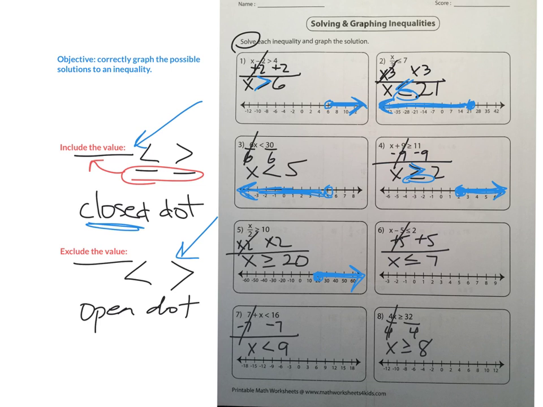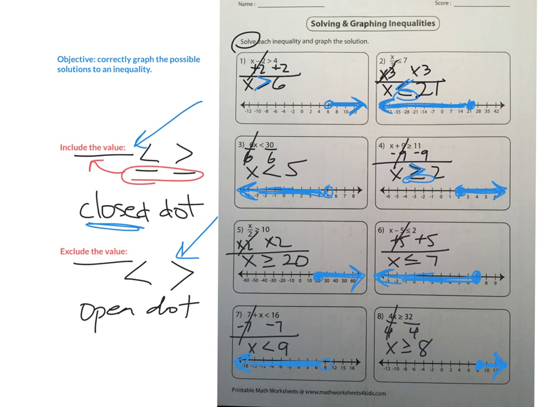Number 6, x is less than or equal to 7. So I can include 7 because of the equal sign. X is anything less than 7. Number 7, x is less than 9. So I need an open dot because I cannot include 9. X is anything less than 9. And x is anything greater or equal to 8. That means I can include 8, so I want a closed dot on 8. X is something greater or equal to.